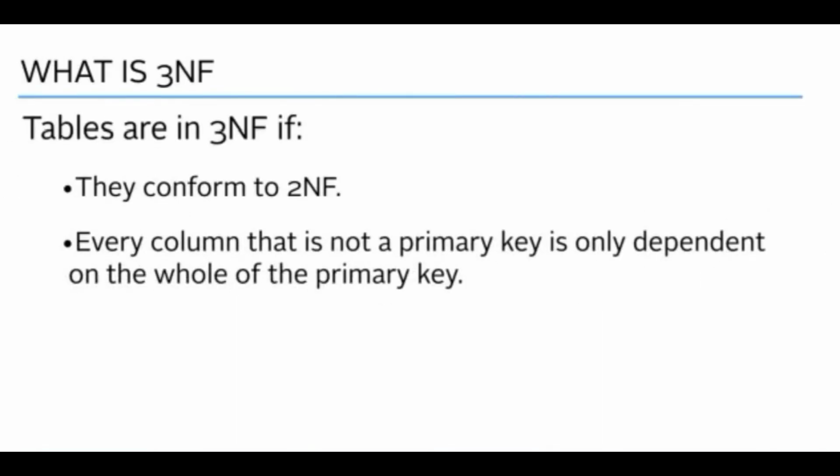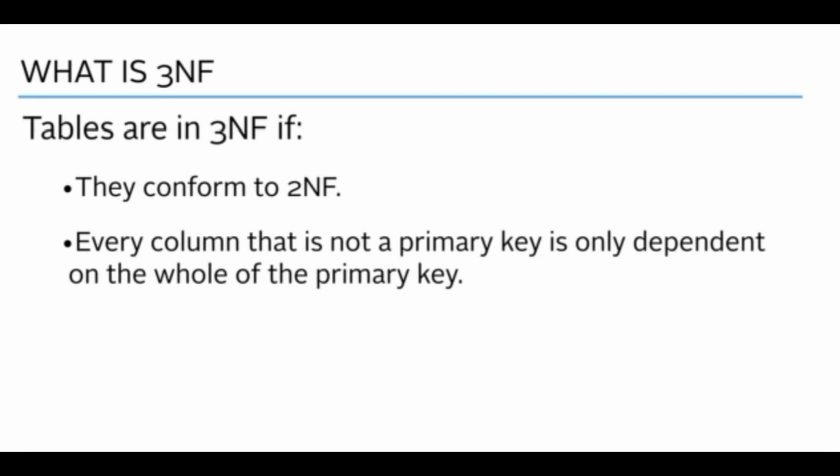to look at, and 90% of the time this will be the level of normalization that your database will follow. So for tables to be in third normal form, they must conform to second normal form, and also every column that is not a primary key must only be dependent on the whole of the primary key.